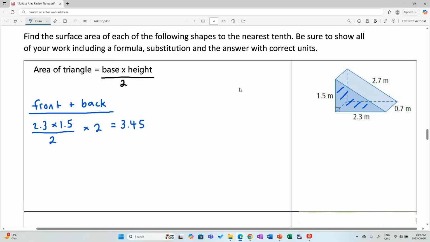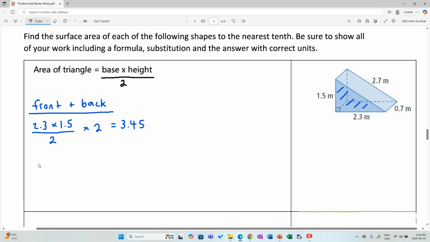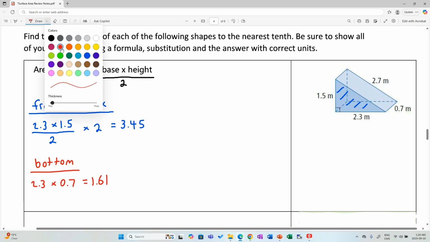Now, let's say we want to find the back. Or not the back, sorry. Let's say we want to find the bottom. There's 5 sides to a triangular prism. I want to find the bottom and the left and right side separately. Okay, so for the bottom, I see it as 2.3 multiplied by 0.7. So I'm simply going to write 2.3 multiplied by 0.7, and my answer is going to be 1.61. Okay, I just found the bottom. Now I guess I'll color it in.